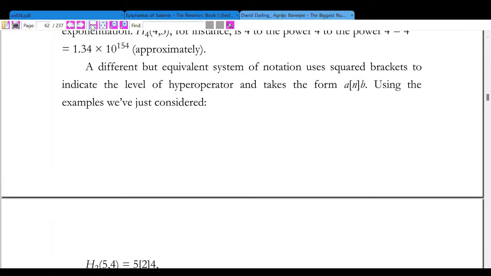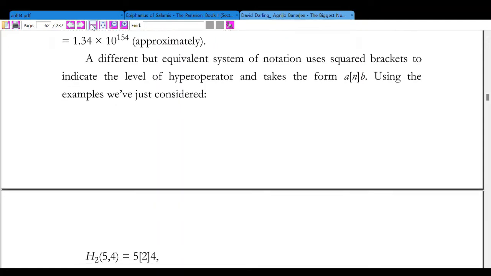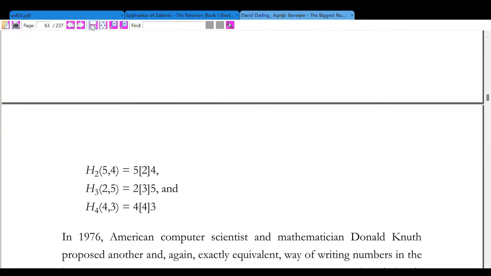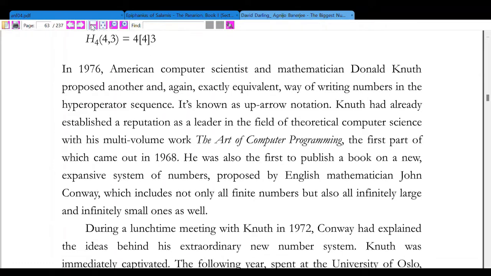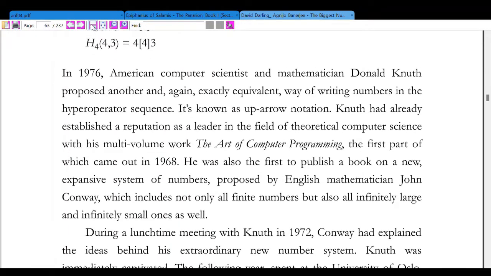A different but equivalent system of notation uses square brackets to indicate the level of hyperoperator and takes the form of A[n]B, using the examples we've just considered. In 1976, American computer scientist and mathematician Donald Knuth proposed another and again exactly equivalent way of writing numbers in the hyperoperator sequence. It's known as up-arrow notation.